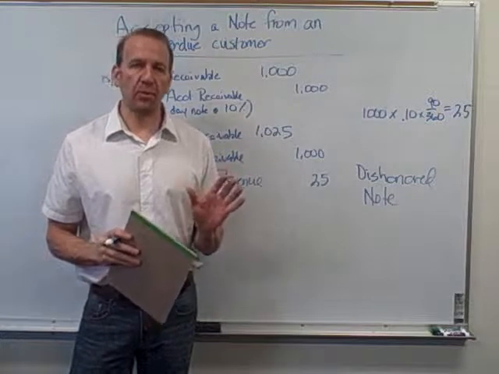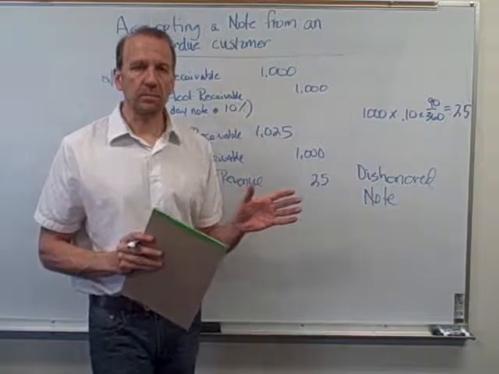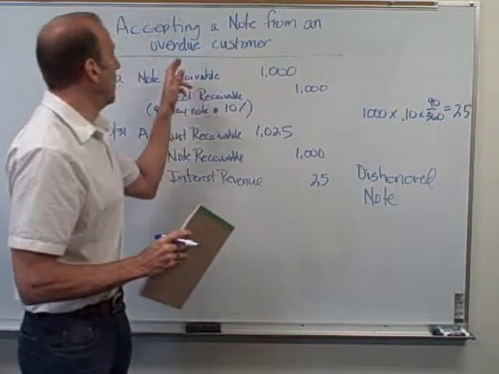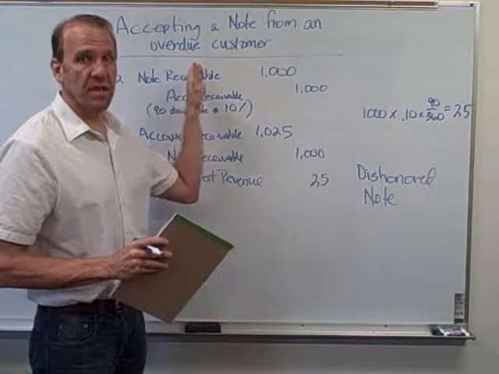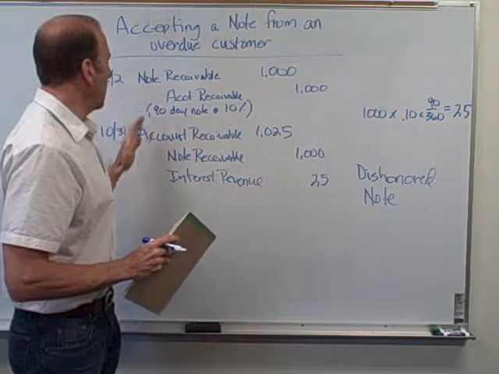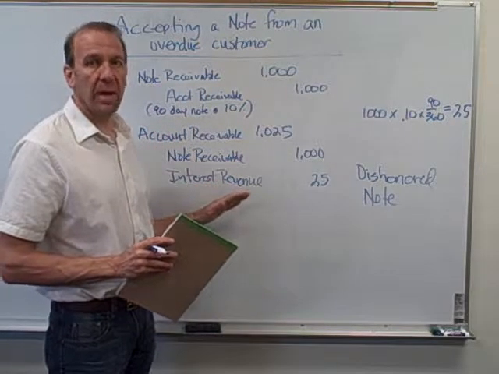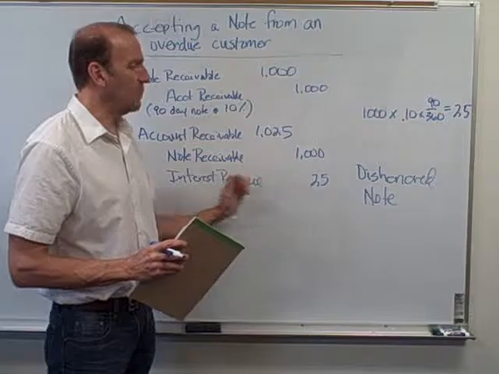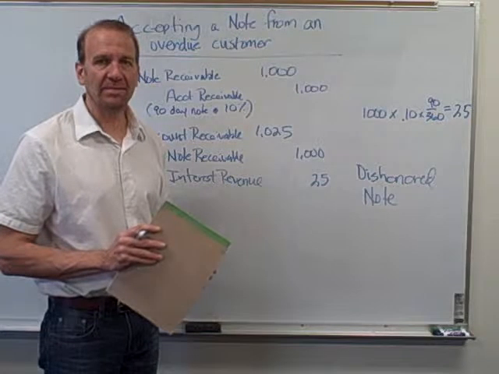So I've gone through what a note receivable is. Okay, I've gone through the note receivable with an overdue customer. We've gone through them honoring the note, paying it on time. We've gone through an example of dishonoring the note. All right? Good luck, class.